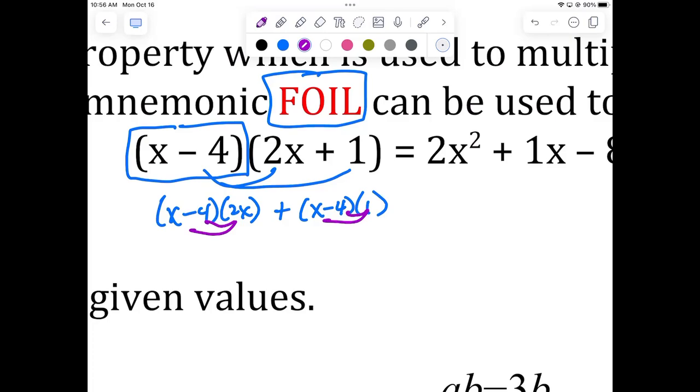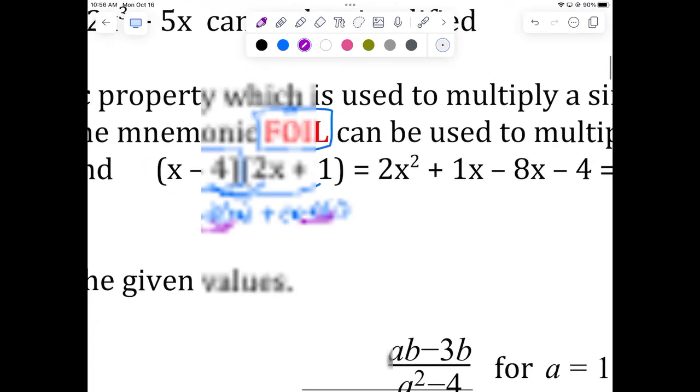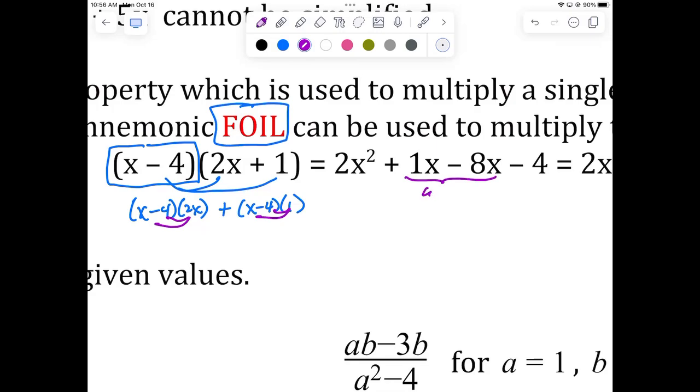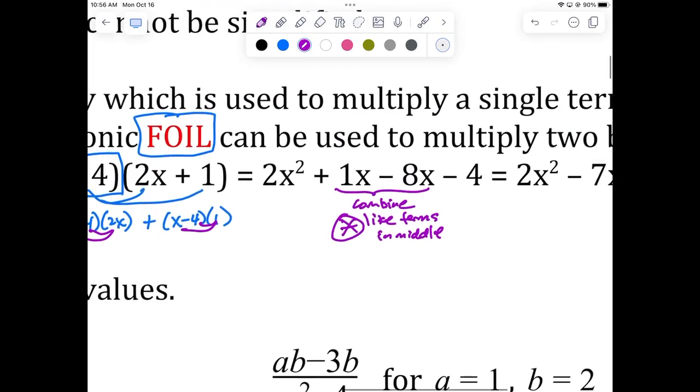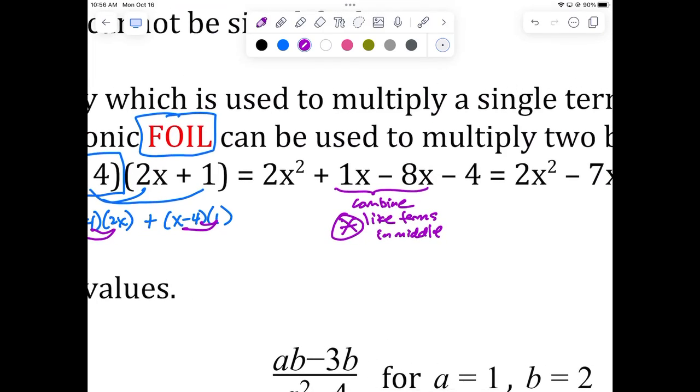Y'all learned a mnemonic device like we learned in the warm-up here, or we reviewed in the warm-up. FOIL, first, outer, inner, last. So you can expand it in one fell swoop, but you will have to combine the middle terms. You combine the like terms in the middle. Okay? And that's a very important step because as we talked about in the warm-up, when you're unfoiling it, you have to check to see if the outer and inner add up to give you the middle term. Okay? It's kind of a trial and error thing. The combination of the inner and outer have to equal the middle term. Okay.